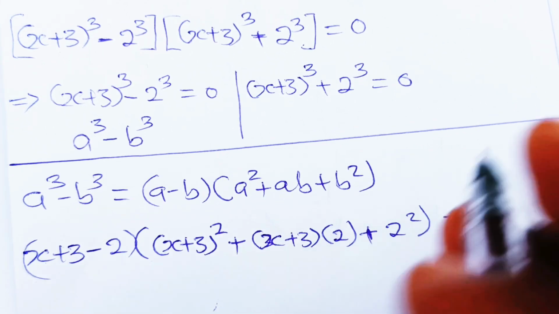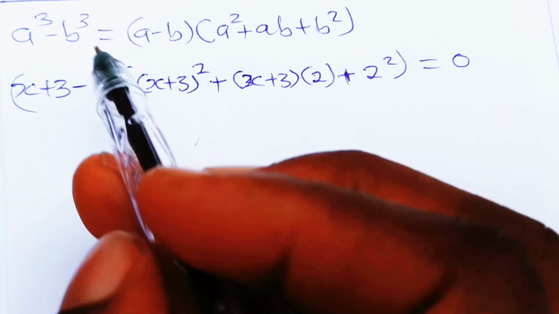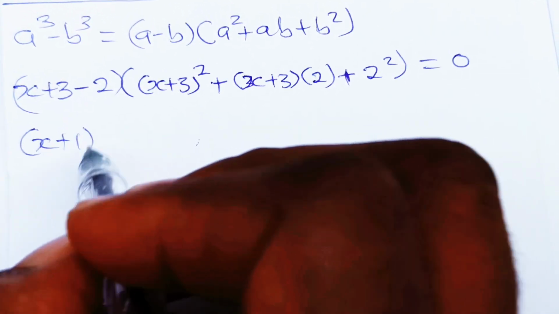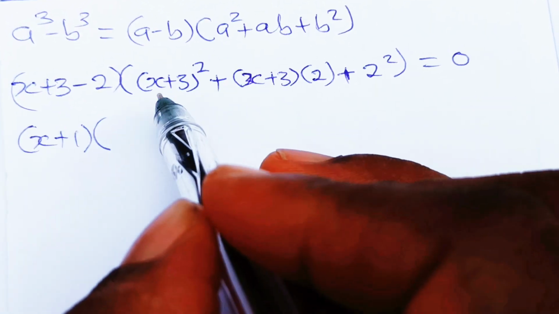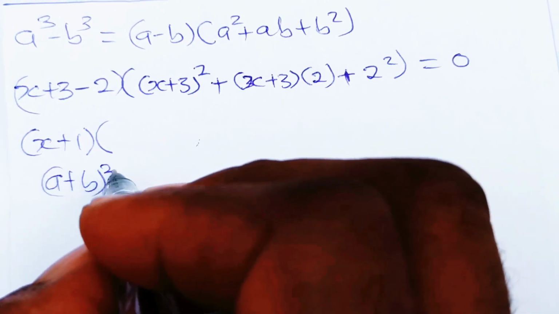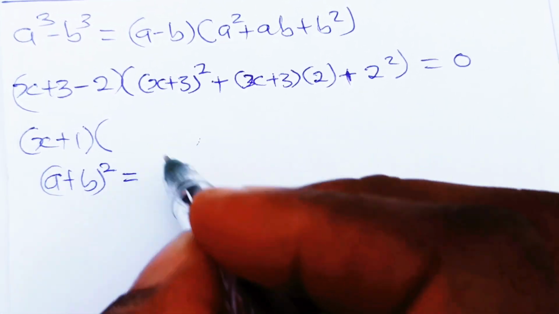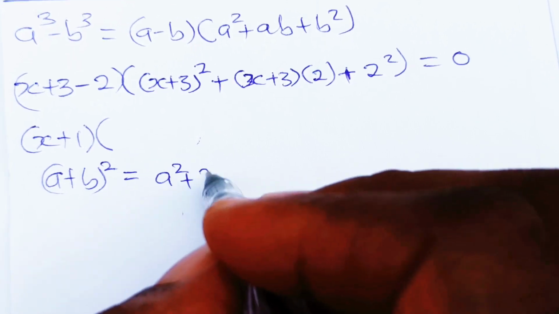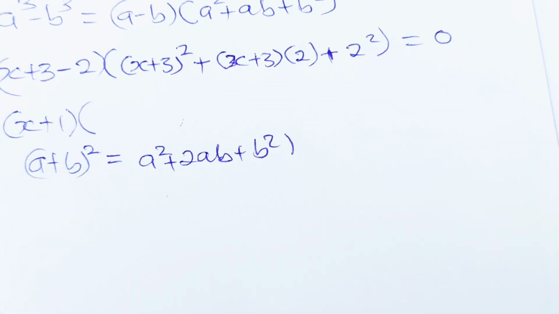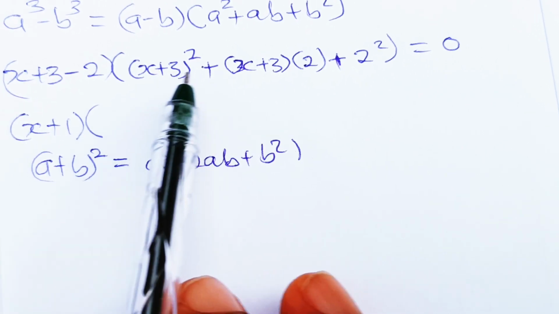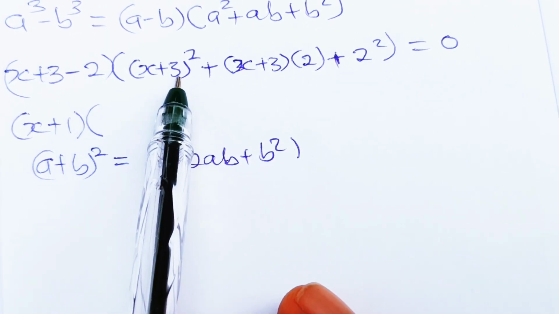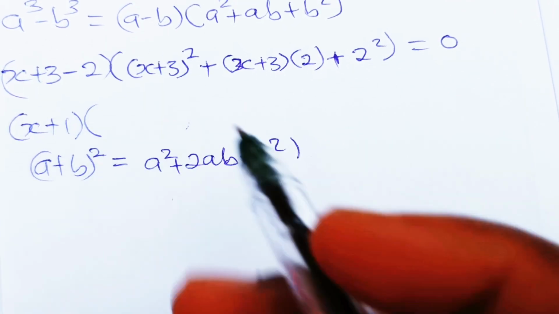And this is equal to, now let's factorize. So we have x, 3 minus 2 is 1, okay? Open bracket. Now, when you have a plus b squared, this is equal to a squared plus 2ab plus b squared. Okay, all right, so we have x plus 3 squared here. Now our a here is x and our b is 3, therefore we can solve it as what?